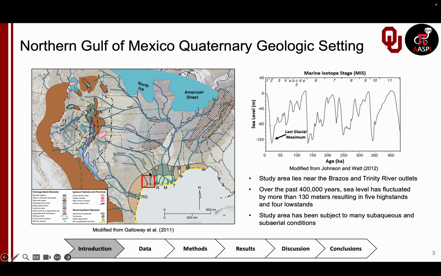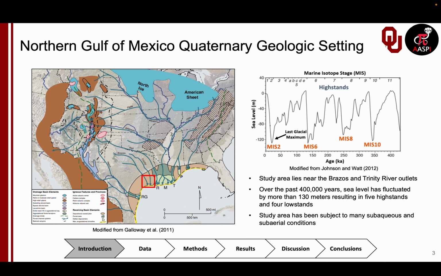And we know that over the past 400,000 years, there has been a lot of glacial activity, a lot of interglacial periods as well. As a result, sea level has fluctuated by more than 130 meters. This has given us 5 high stand events, as you see up here, and more importantly, 4 low stand events, which we see down here.